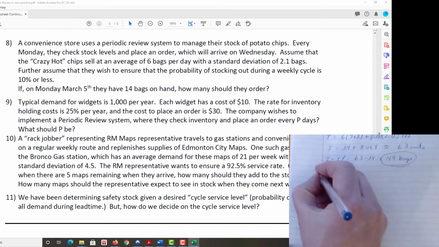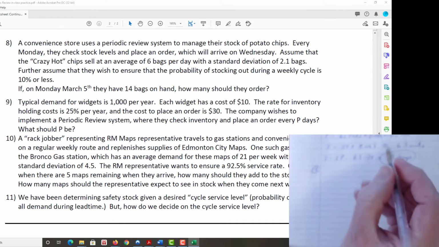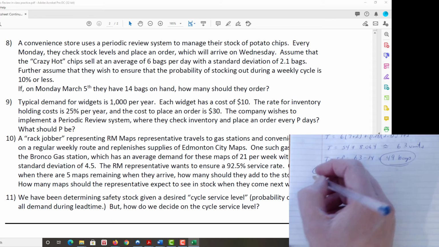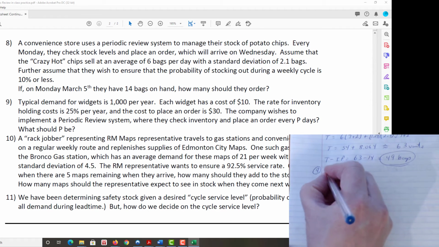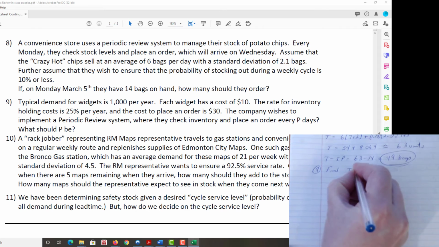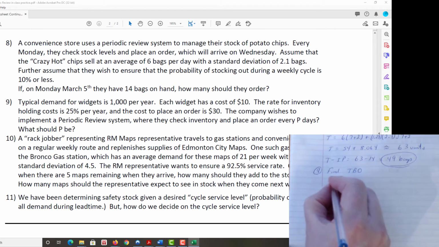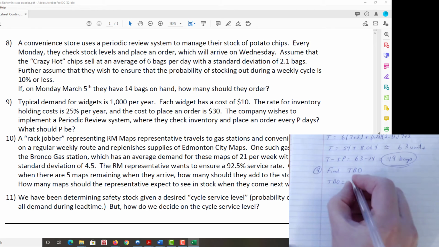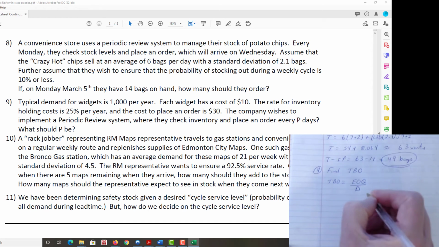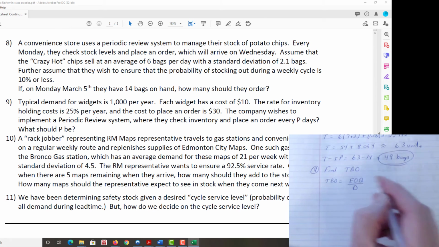Okay, so one of the ways to choose P is we could find the time between orders, the TBO. And we know that TBO equals, and now I get acronym heavy here, the EOQ over the D. Oh my goodness, right? Now we do have D. That was 1,000 per year. We want TBO. We just need the EOQ now.